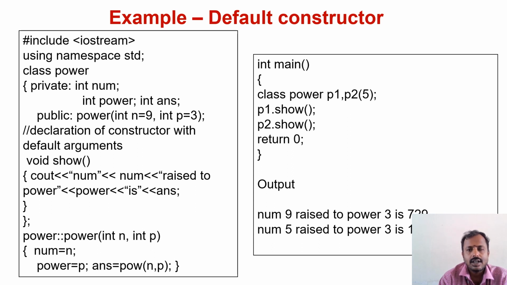Next I create another object p2 of 5. So what will happen with p2 of 5? What we wrote in our program is a constructor which will accept two parameters, int n equal to 9 and int p equal to 3. But we are passing only one parameter. Then what will happen?